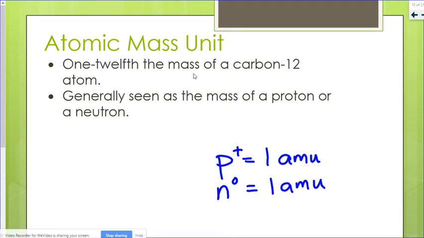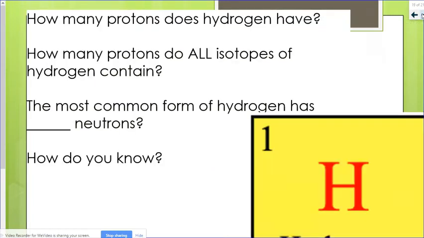The atomic mass number is 1/12 of the mass of an atomic 12 atom. We consider that to be the mass of a proton or a neutron. We don't count in electrons because they're too small. They just don't have enough mass to really count.